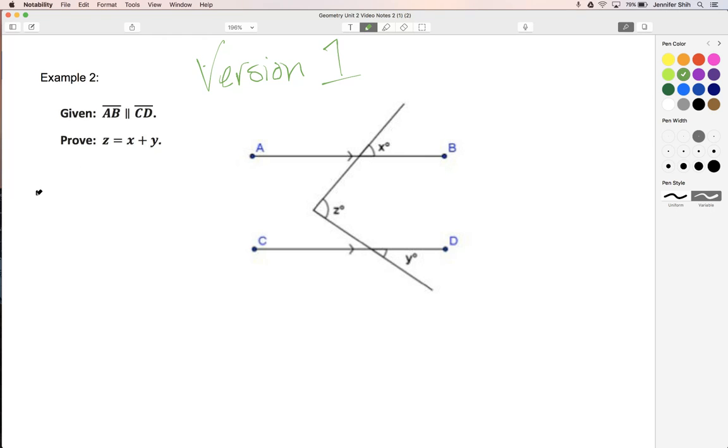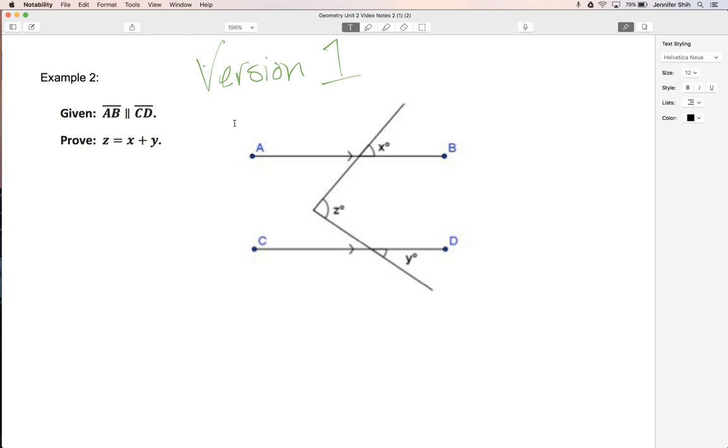So our first step is going to be, let me explain to you what's happening first. Given, this is how, watch how I read this. Line segment AB is parallel to line segment CD. That's what these two lines in the middle mean. It means it's parallel.